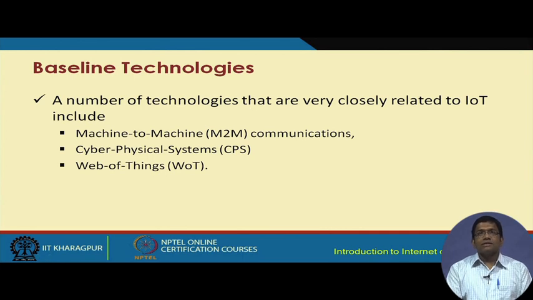In terms of the baseline technologies, there are quite a few baseline technologies that can be used. Machine to machine communication is one. In machine to machine communication, one machine directly communicates with another machine without any human intervention. We have the cyber physical systems, where the physical systems are basically equipped with computational and connectivity mechanisms. So, the cyber component of the system works hand in hand with the physical component of the system. We have web of things, which is sort of like the web version of the Internet of Things.